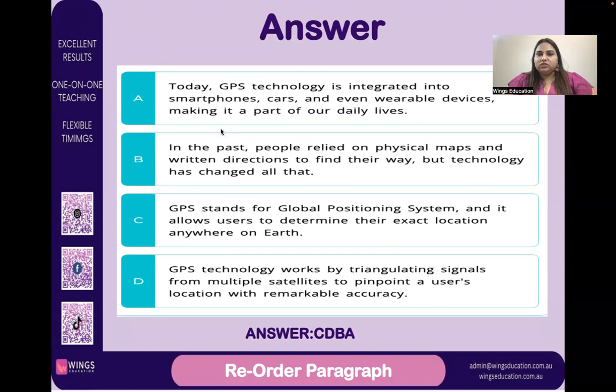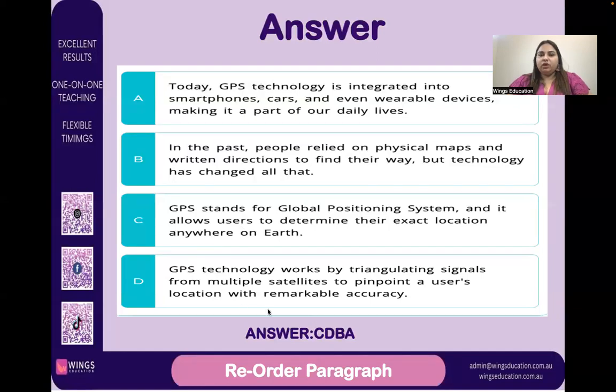So today technology is integrated into smartphones, cars, and even wearable devices, making it a part of our daily lives. In the past, people used this, and GPS stands for positioning system. So we got our sequence as C, GPS stands for global positioning.